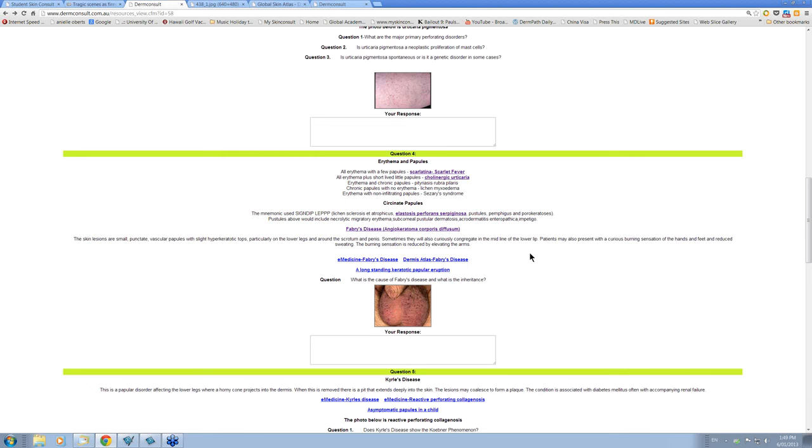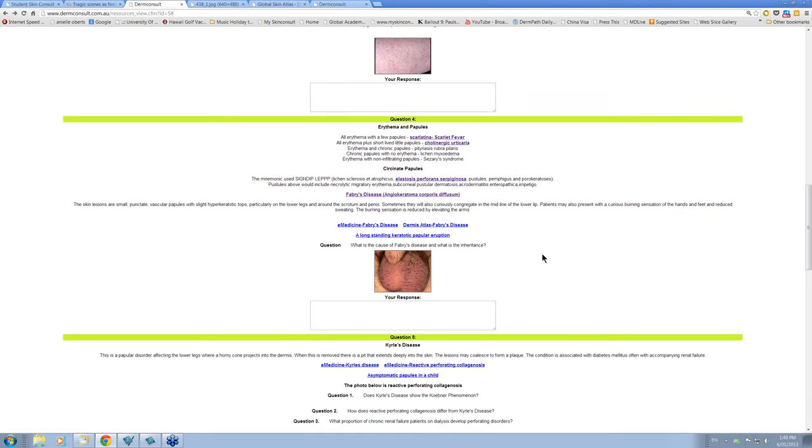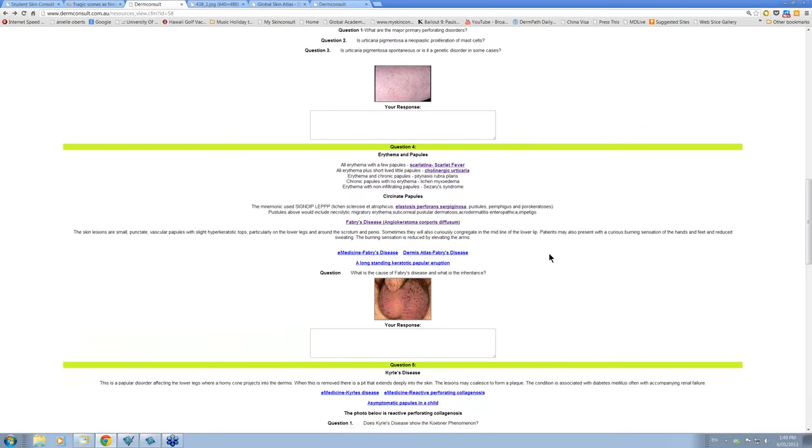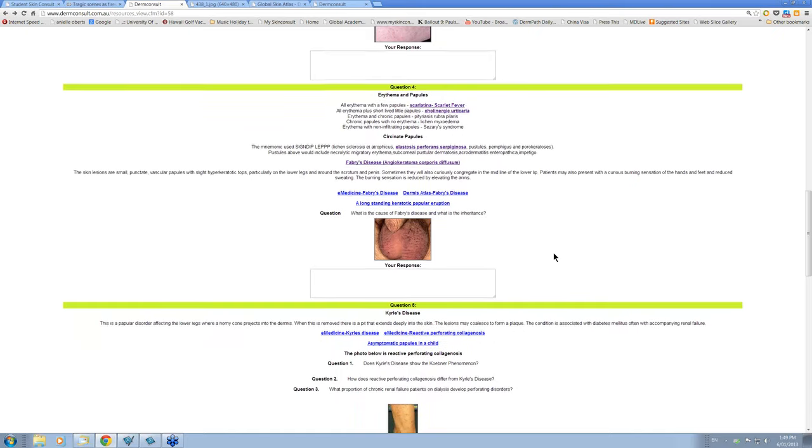I've only seen one case, and I remember it being demonstrated at a meeting in Sydney once. So not common, Fabry's, but worth looking at. I think we have renal problems in Fabry's as well.